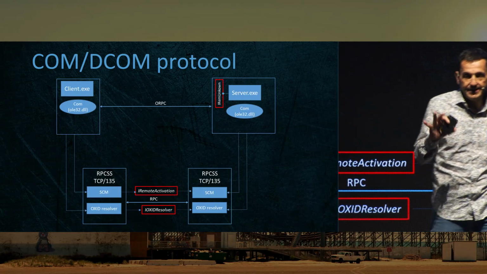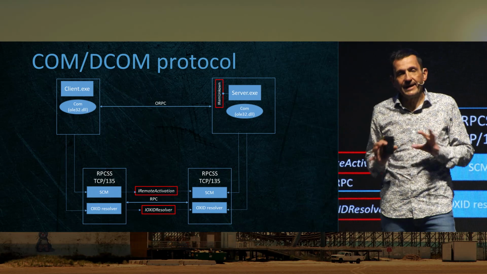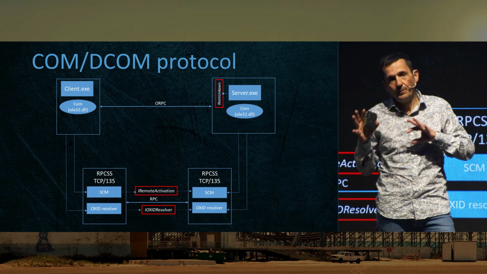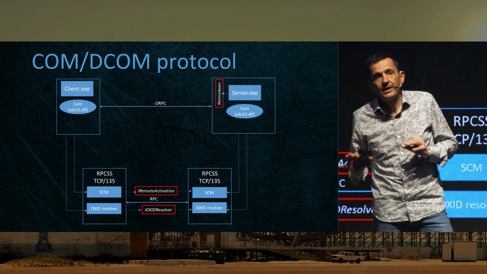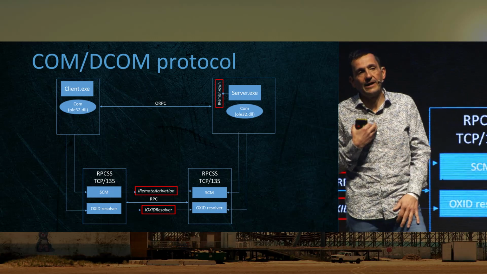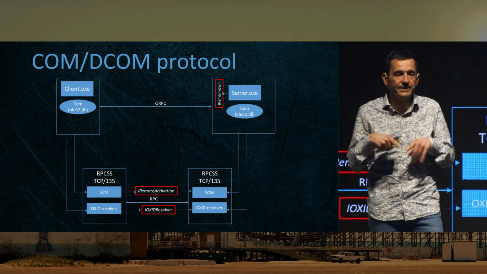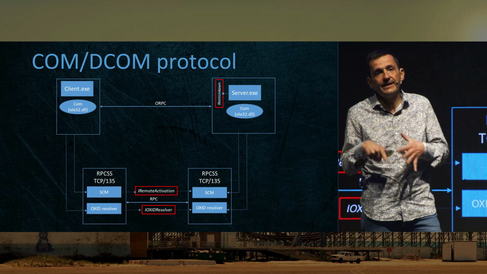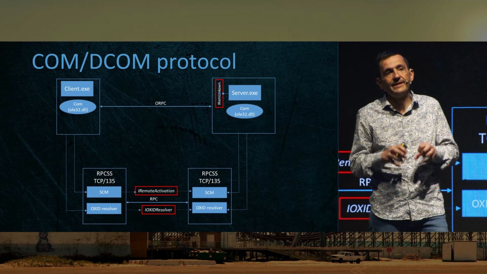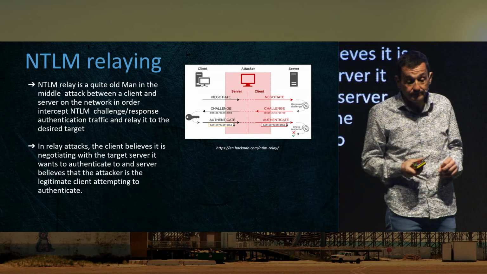Here in this very simple schema, we can see how all the DCOM and COM protocol works. It's very simplified. Highlighted in red are the components of our particular interest, because in these components authentication occurs, and we dig deeper into these components in order to capture and relay the authentication.